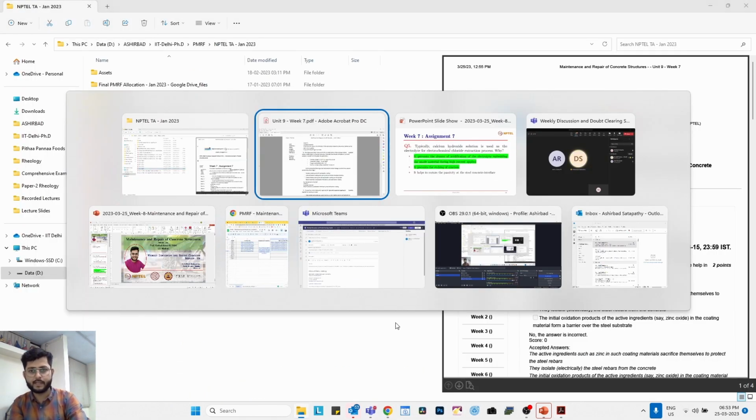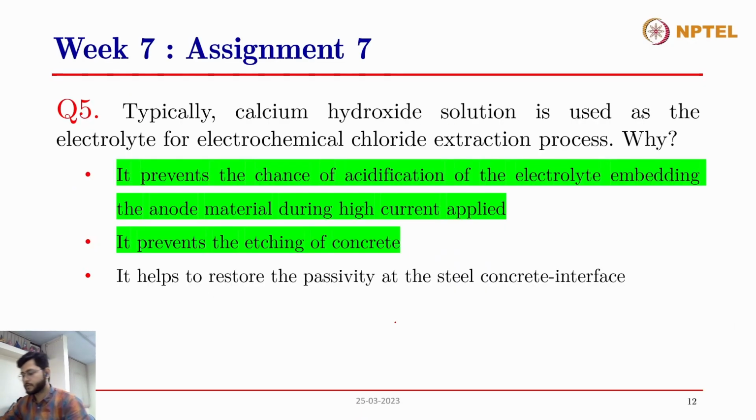Because I'll tell you why. Even if you use another electrolyte, the restoration of the passivity at the steel concrete reinforcement is essentially due to the cathodic reaction that is taking place at the steel rebar location. So it has nothing to do with the type of electrolyte that you're choosing. The electrolyte that you're choosing will affect the electrochemical extraction of the chloride. That is the essential goal of this process.